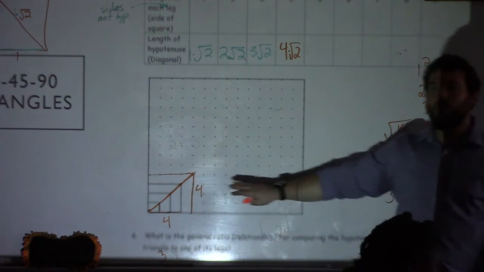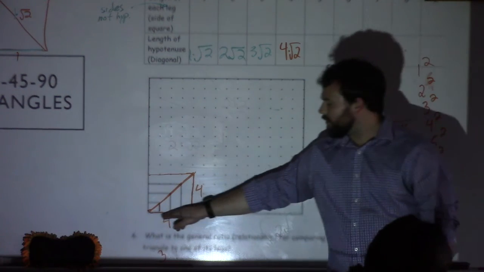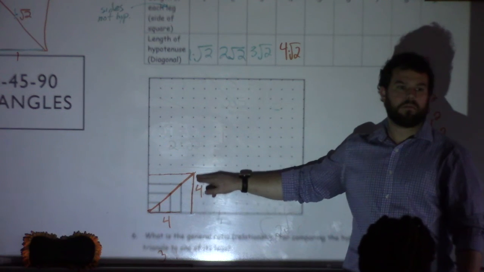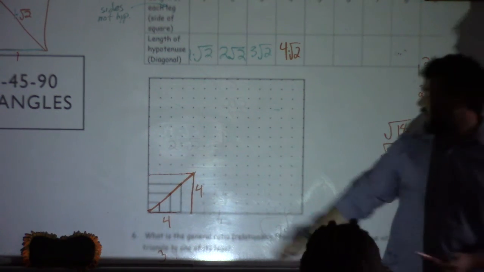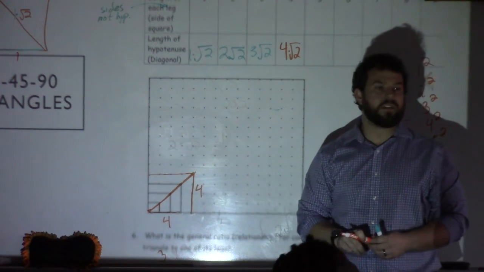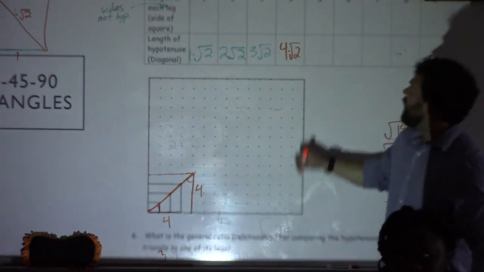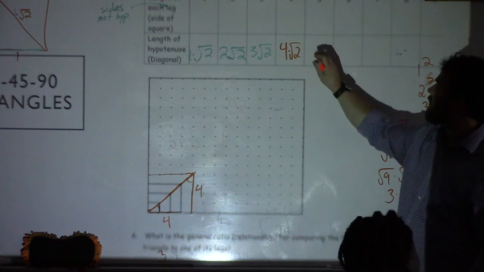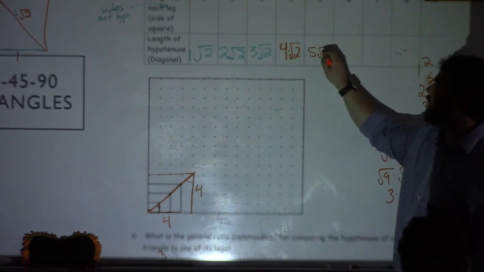I also want you to notice this. When you have a 45, 45, 90 degree triangle, the side lengths, the legs are what? The legs are equal. The lengths of the legs are the same. The side lengths are the same in a 45, 45, 90 degree triangle, because guess what? The angles are the same. So if the legs are each 5, the diagonal is 5 times the square root of 2.